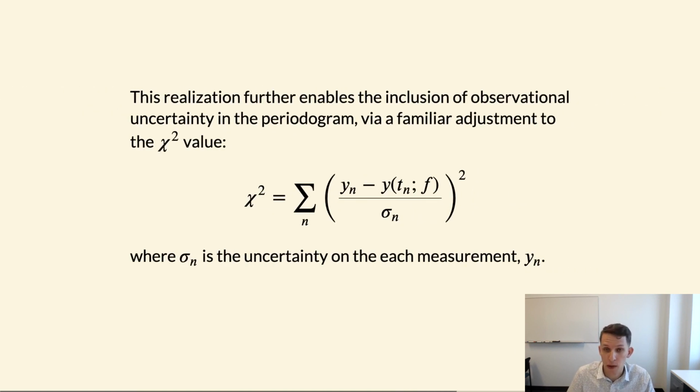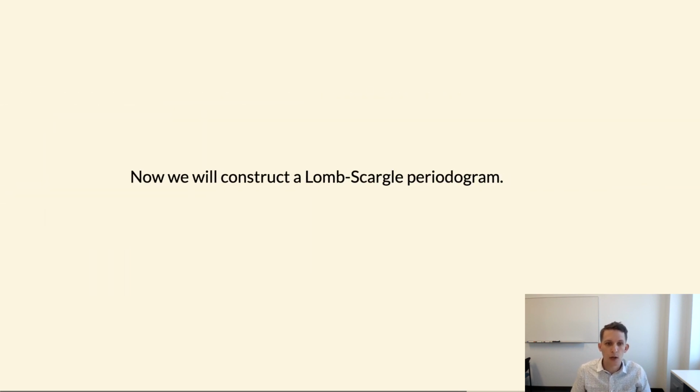This realization by Scargle that we could write things this way allowed further generalization of the Lomb-Scargle periodogram because we can adjust our chi-squared value to include the measured uncertainties. This is not possible in, say, the discrete Fourier transform. There is no natural way to include the uncertainties on the individual measurements. And this is wildly useful because we know that the uncertainties on individual astronomical measurements vary. So now we have a chi-squared, which is the same sum we had before of the observed y values minus the model values, normalized by the individual uncertainties squared. Great. So now we have what we need in order to construct a Lomb-Scargle periodogram.